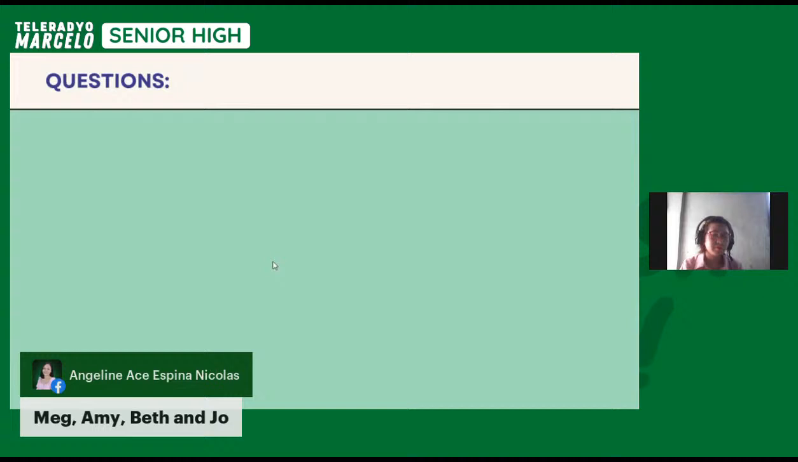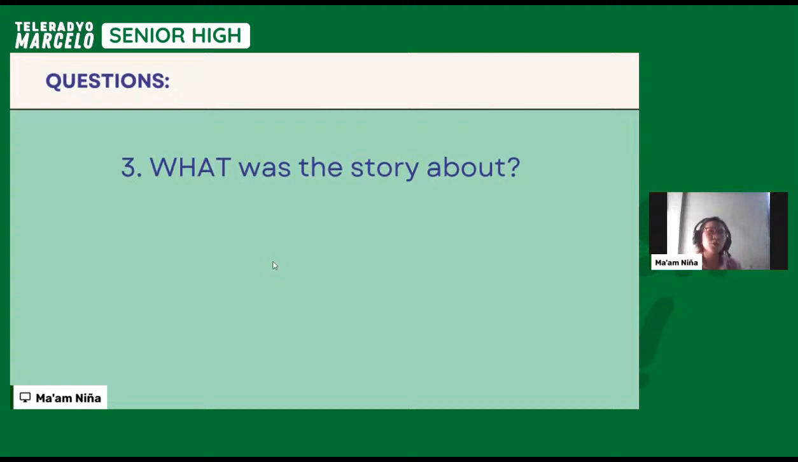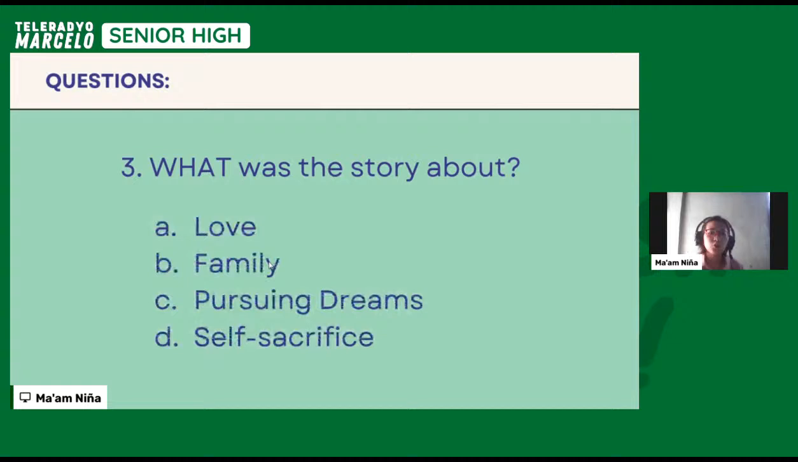Next, what was the story about? What do you think? If we can recall from the story, it's most likely about Joe being a writer, and she writes for a living so that she can also support her siblings because their father was not around, being in the war. I have here some choices. Do you think it's about A, love? B, is it family? C, is it pursuing dreams? Or D, it's about self-sacrifice? What do you think the story is all about?